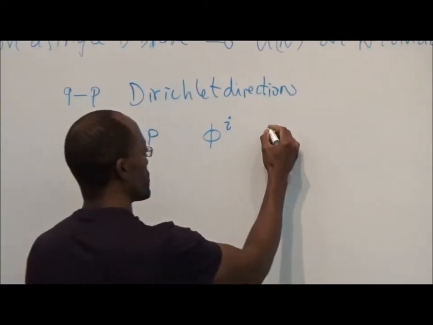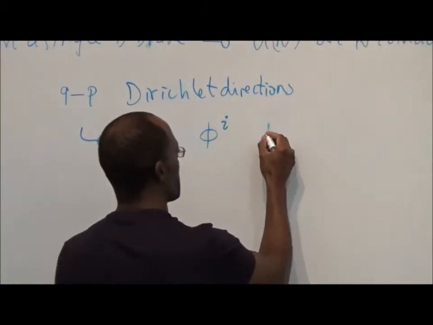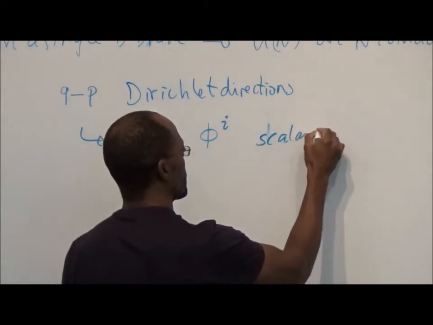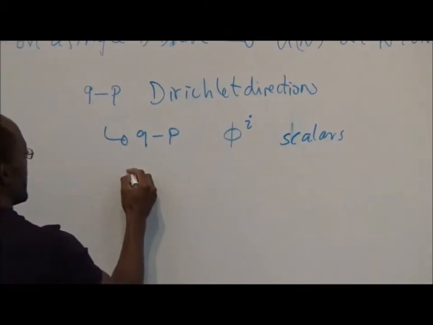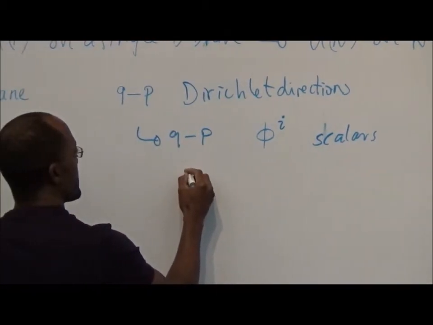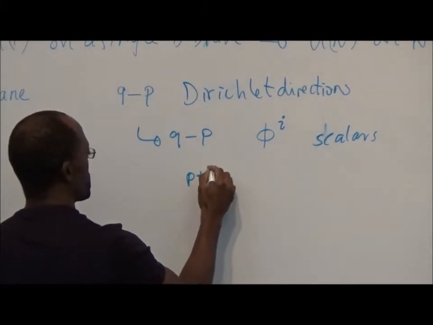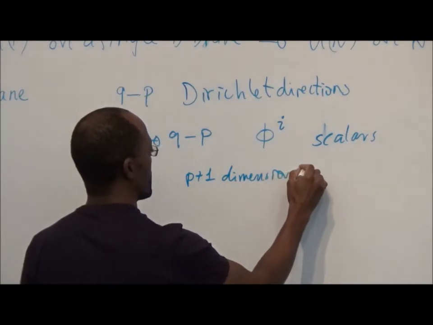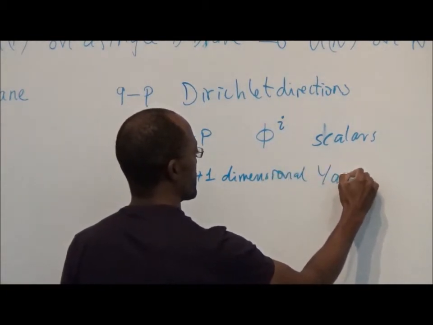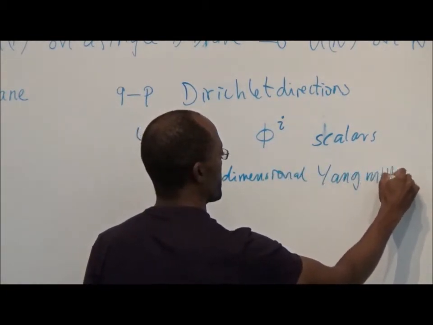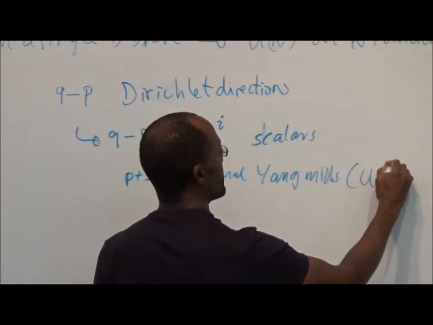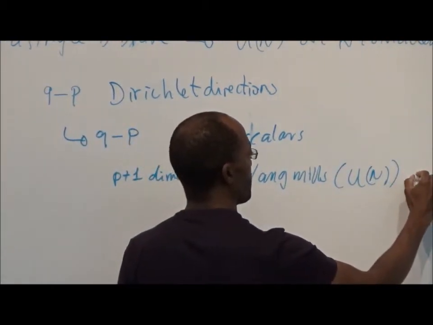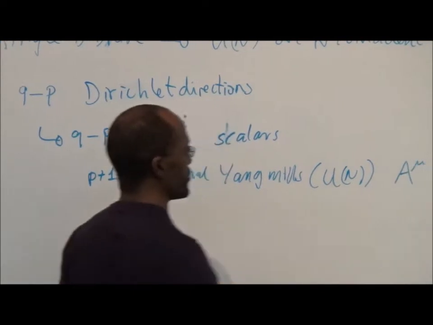And if you like, you could call them transverse scalars. Well, let's just call them scalars, and a p plus 1 dimensional Yang-Mills, U(N) gauge field.